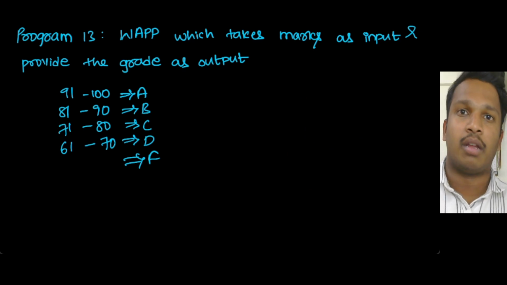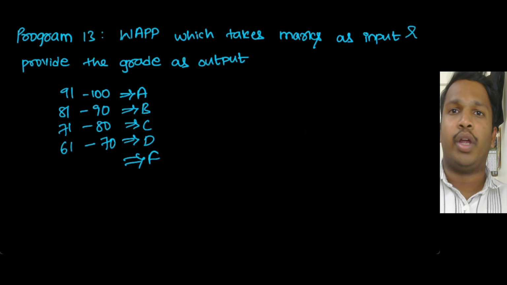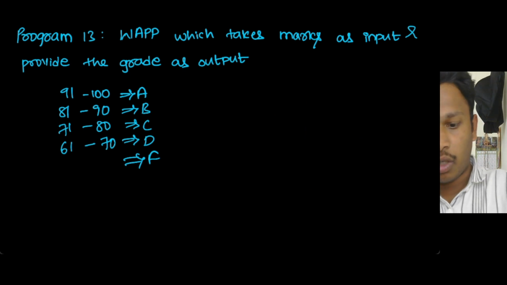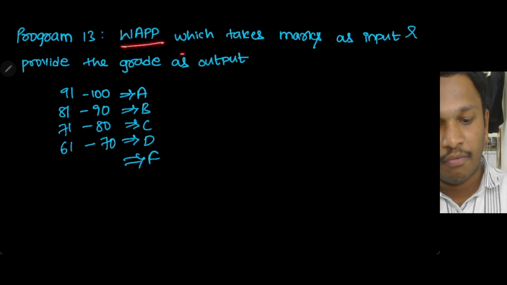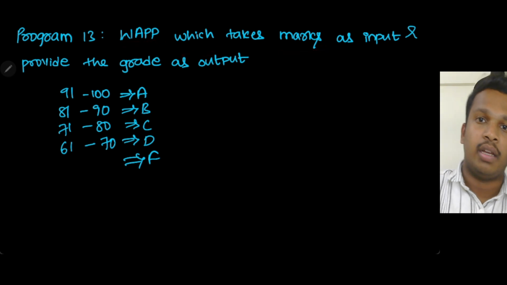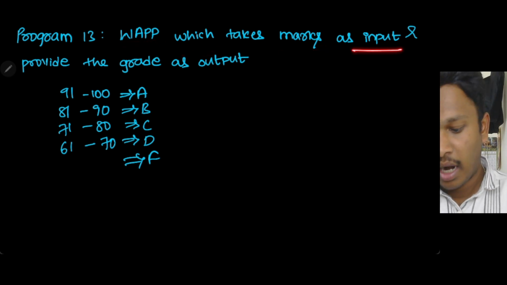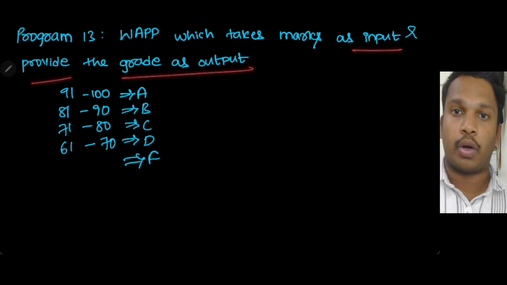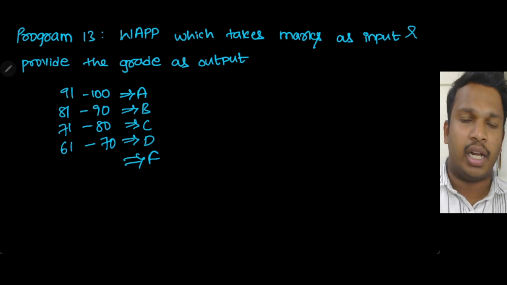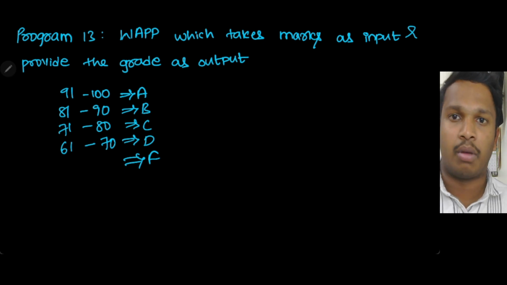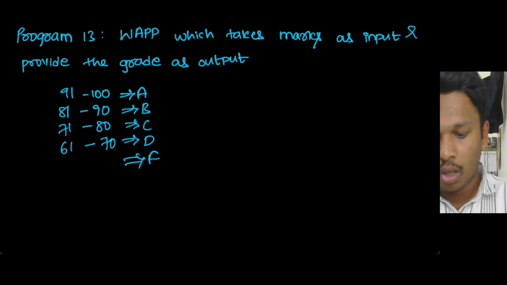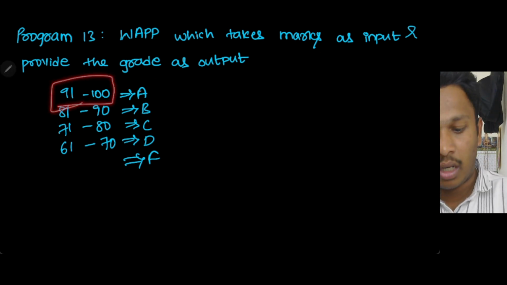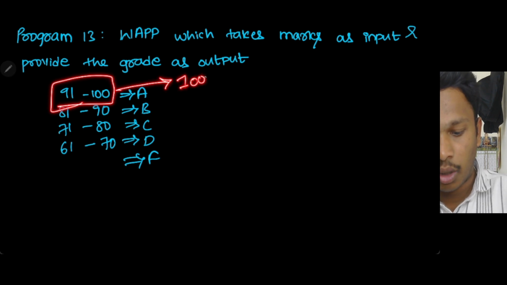As part of our Python programming language series, we are going to solve the next problem today. In this question, they are asking: write a Python program which takes marks as input and provides the grade as output. Those who have studied in BTech, intermediate and 10th class will have seen this grading system in many places. The total marks a student can get is 100.